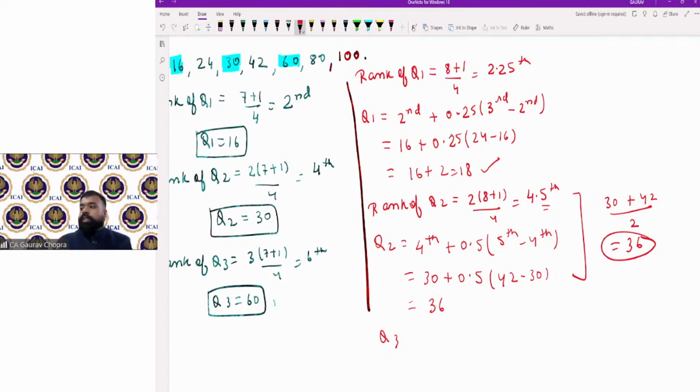Om Gupta says crystal clear. Ruhani says absolutely clear. Raki says understood. Rithi, crystal clear. Great. So I think everyone is done till here.